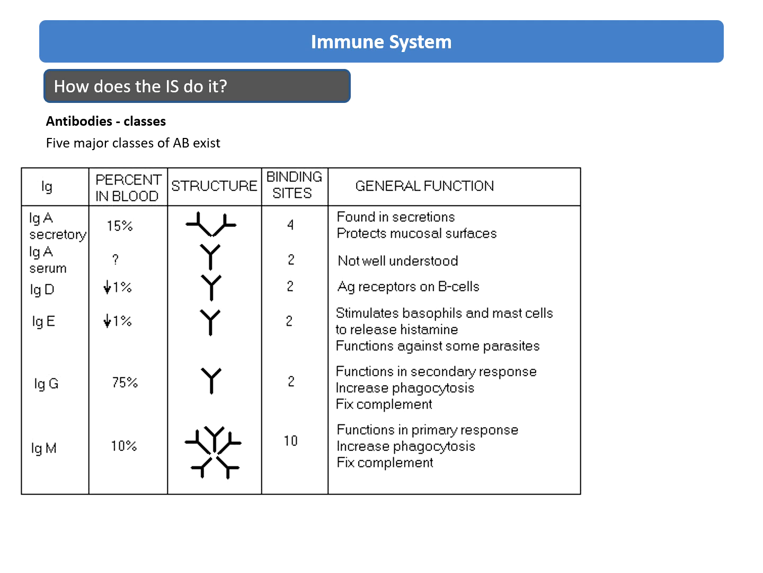Then there's immunoglobulin M. It makes up about 10% of the antibodies in the circulation. It consists of 5 of the Y-shaped molecules. Therefore, it has 10 binding sites. It tends to function more in the primary response. It increases phagocytosis and fixes complement.